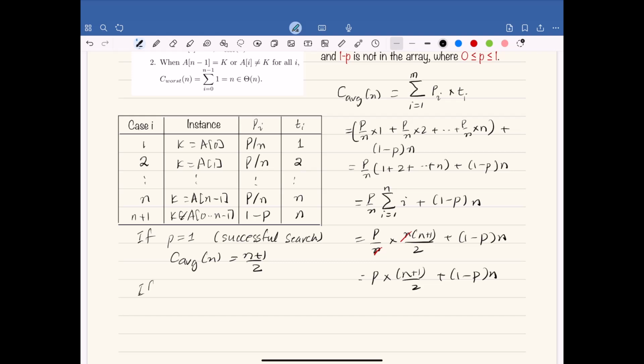And if p is equal to 0, then the search is unsuccessful. So we have an unsuccessful search. And in this case, the time complexity for the average case for the sequential search will be equal to n. Because if p is equal to 0, this part will be equal to 0, and this part will be equal to 1 minus 0, which is 1, multiplied by n is equal to n. In both of these cases, time complexity for the average case for the sequential search belongs to big theta of n, which is linear.